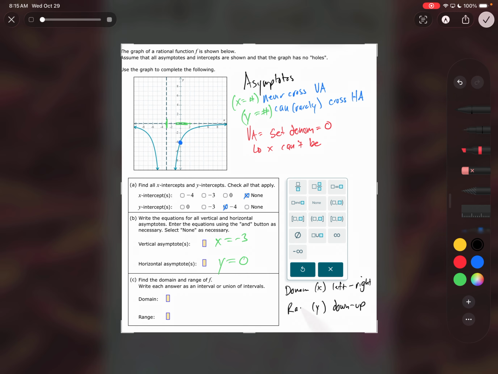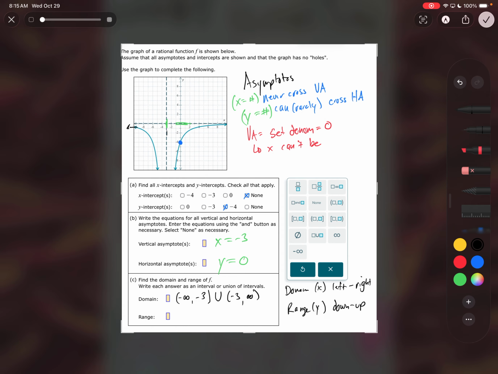So for my domain, this goes forever to the left. And then it goes up to -3. It doesn't actually touch -3, right? It's never going to touch my vertical asymptote. And then the other side, you use OR for that. It starts at -3 because, again, this side's going to get close to -3, but it's never going to touch it, so it can't equal, so you use parentheses. And it goes on forever.